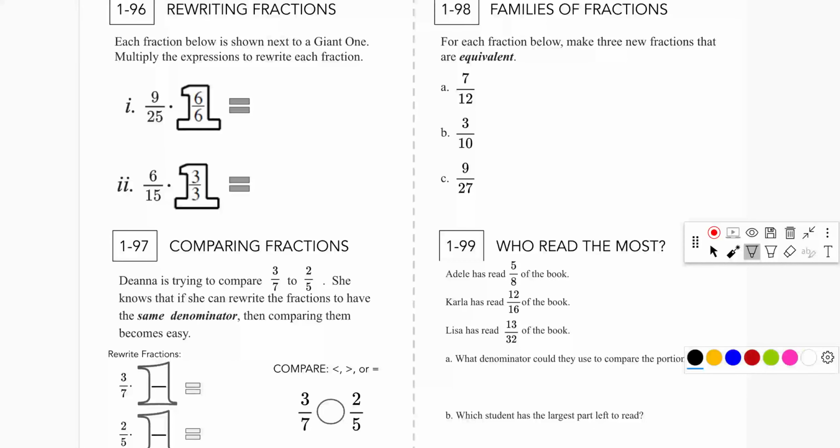All right, amazing students. We're going to go ahead and check numbers 96 through 99. Carefully check your work, okay? So for number 1 on problem 196, it asks us to multiply the expressions using the giant 1.